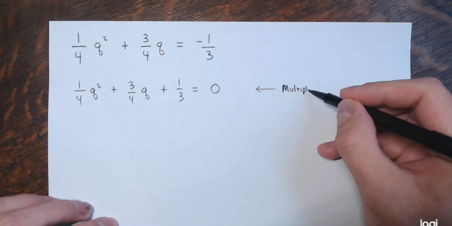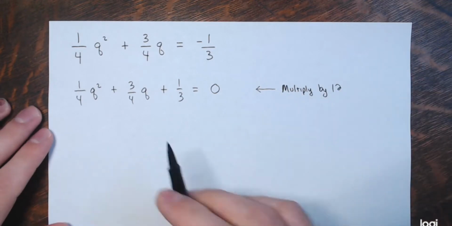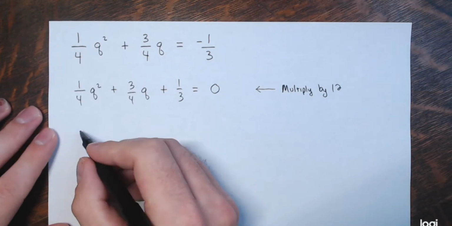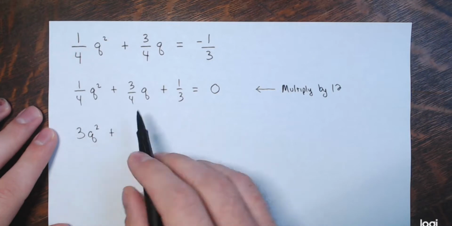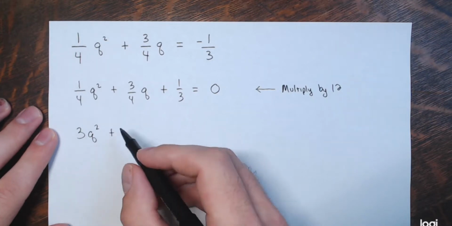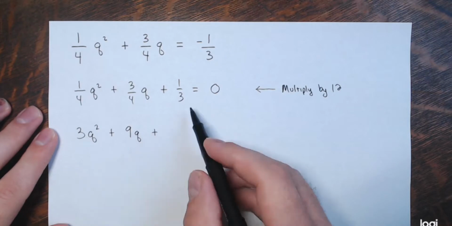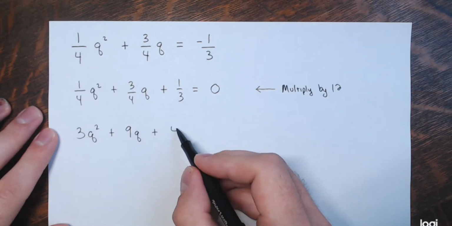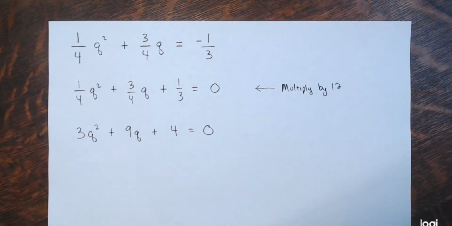So I'm going to multiply both sides by 12. Now 1/4 of 12 is 3, so that's 3q squared, plus 3/4 of 12 is 9, so plus 9q, plus, and then 1/3 of 12 is 4. All right, so I'm going to work with this one now: 3q squared plus 9q plus 4.